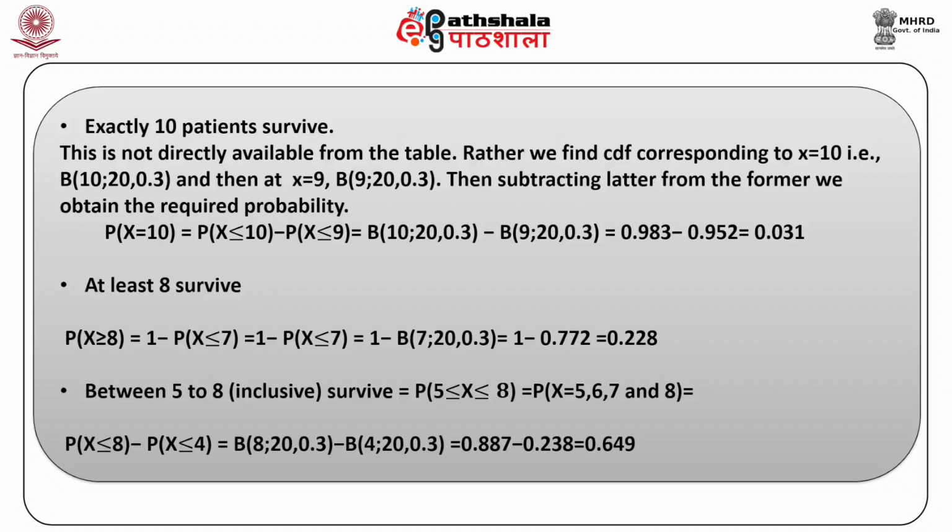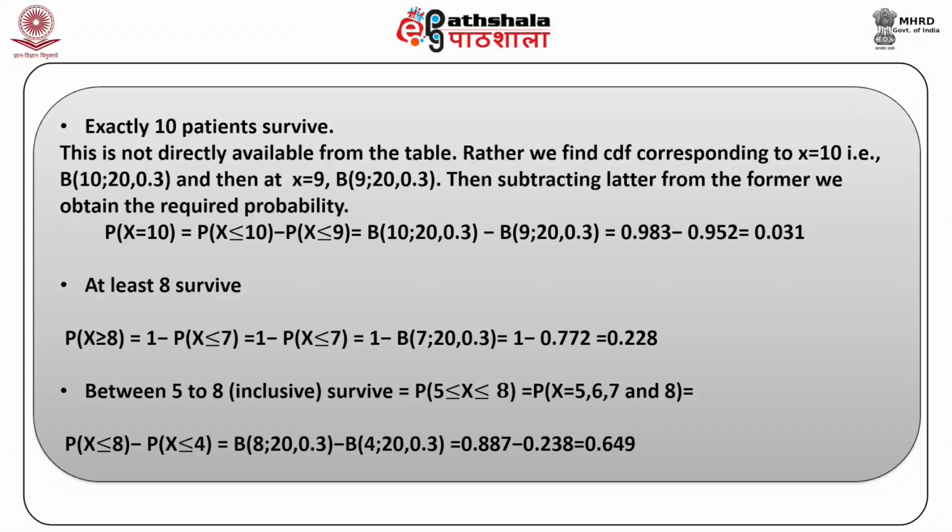Then what we want is the probability that capital X is greater than or equal to 8, which is the same as 1 minus the probability of capital X being less than or equal to 7. And this, if you express it in terms of our distribution function, capital B, can be written as 1 minus capital B(7; 20, 0.3). And this is equal to 1 minus 0.772, equal to 0.228.